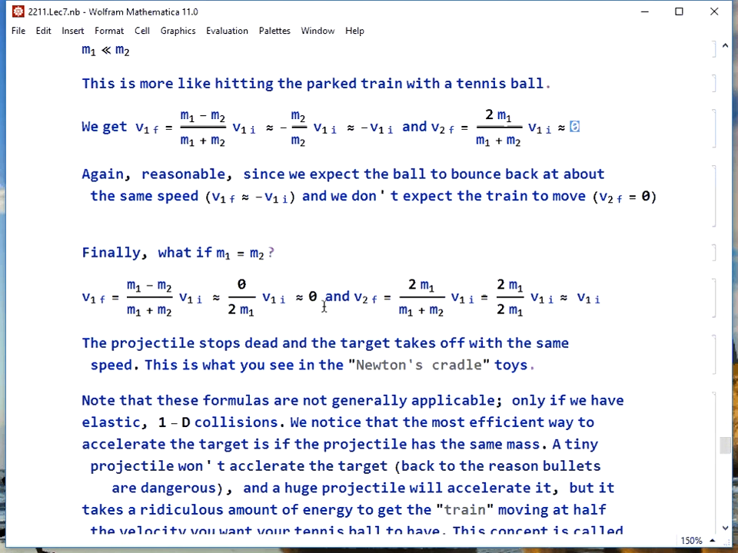One more special case, what if the two masses are the same? Then we get V1F is 0 and V2F is V1I. So the projectile stops dead and the target takes off at the same speed. You see this sometimes in pool. You see this with the Newton's Cradle toys, the collection of little spheres on strings that you pull a couple back and they start clacking back and forth.